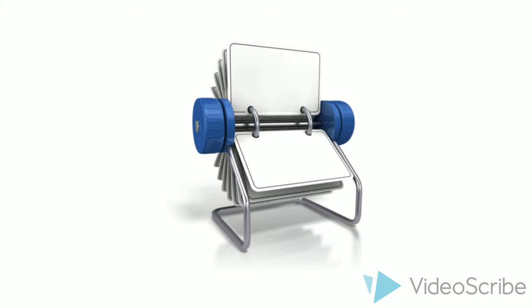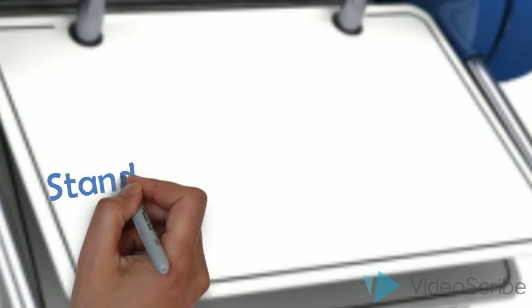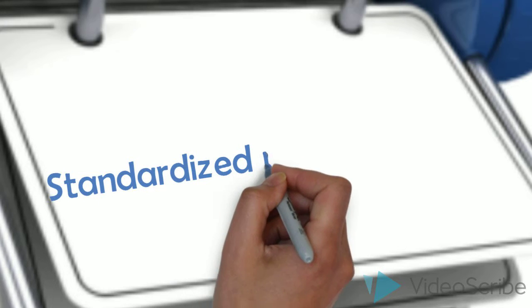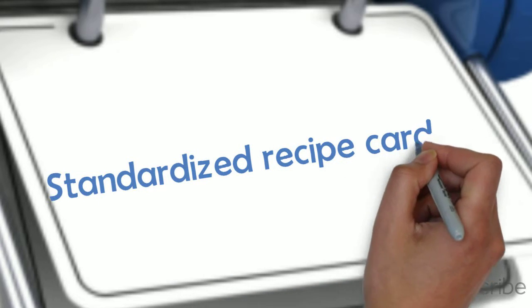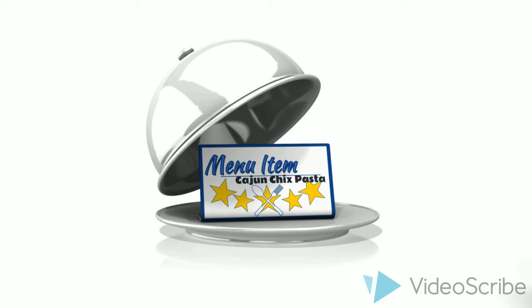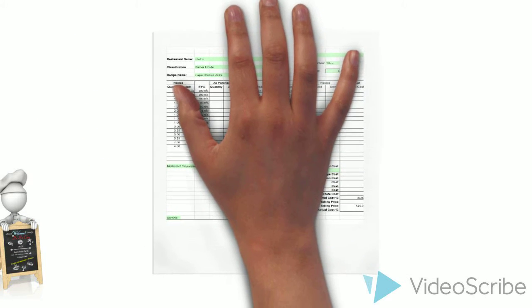Just for a cost card recap, let's look at what we need. First, we need our standardized recipe card, and we look into our standardized recipe file or the different cost cards that I've given you. For this particular cost card, we're going to be costing out the Cajun chicken pasta. I'm just doing a few of the items so you get the idea, and then I want you to try it on your own.